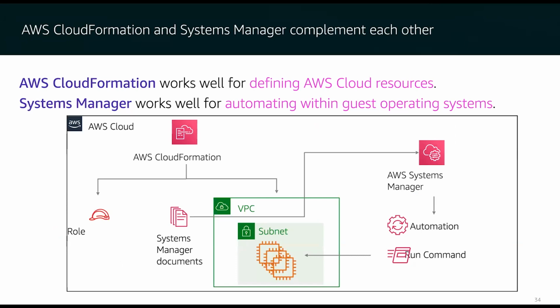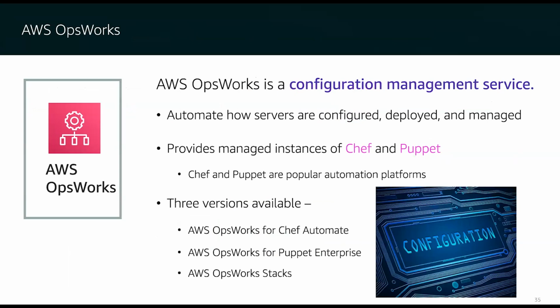Another service that you can use, and that they normally ask about in the exam, is AWS OpsWorks. It is a configuration management service. You can use it to automate how EC2 instances are configured, deployed, and managed. There are different versions of OpsWorks, and you need to understand the functionality of each one.